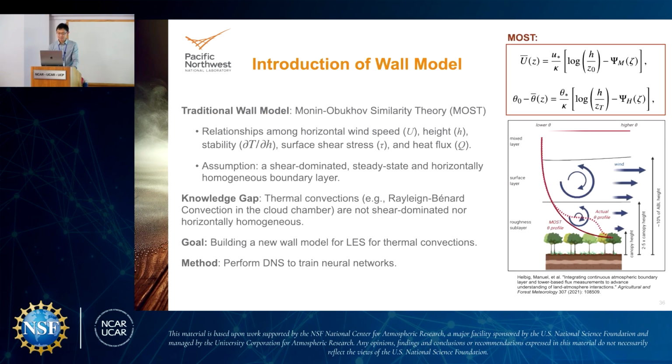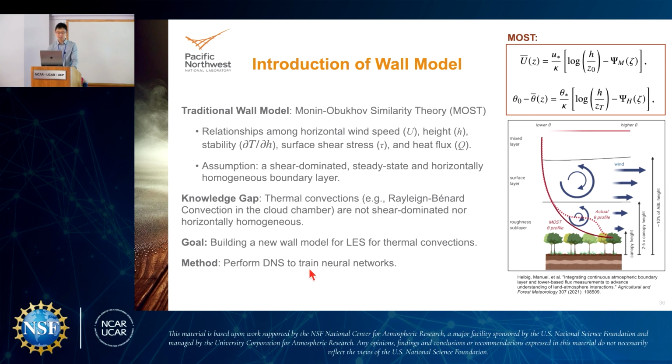Traditionally, the way to model the surface shear stress and heat flux is through Monin-Obukhov similarity theory, which states the relationships among horizontal wind speed, height, stability, surface shear stress, and heat flux. But this relationship is derived under a shear-dominated, steady-state, and horizontally homogeneous boundary layer, whereas in the cloud chamber, in thermal convection, it is not shear-dominated, and it is not horizontally homogeneous. There is an updraft here, a downdraft there. So our goal is to build a new wall model for LES for this kind of thermal convection.